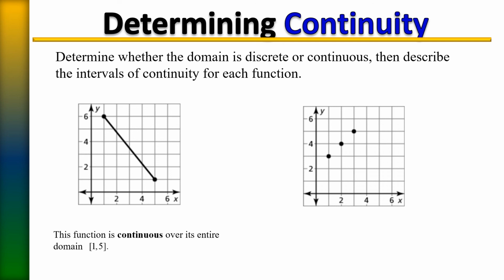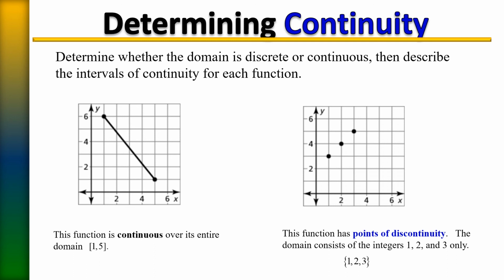And then we have the second example here. Let's see if we can, from left to right, draw or pencil in this one without lifting up our pencil. So to get from one point to the other, unfortunately, there's no other way to get to the other point other than lifting up our pencil if you would try to sketch this graph. So that means that this is a discrete one. It has some points of discontinuity, and so your domain would consist of the points here of 1, 2, and 3 only.